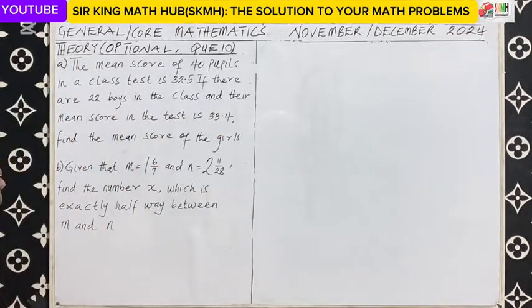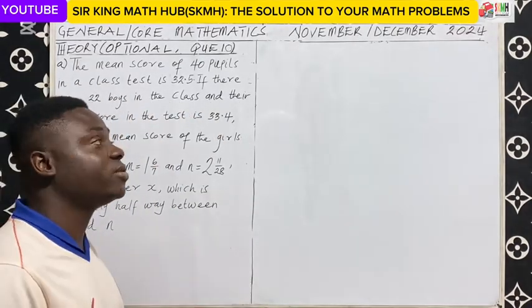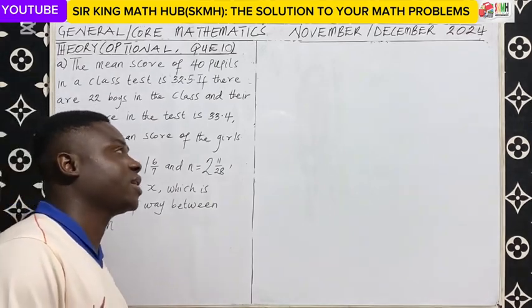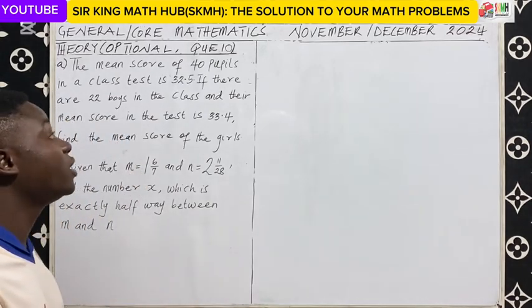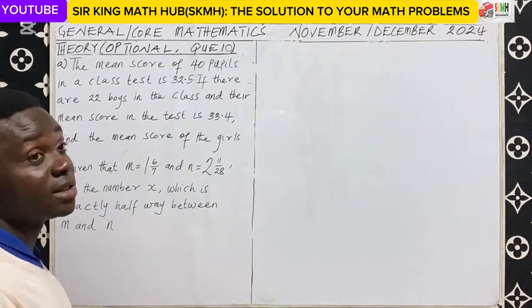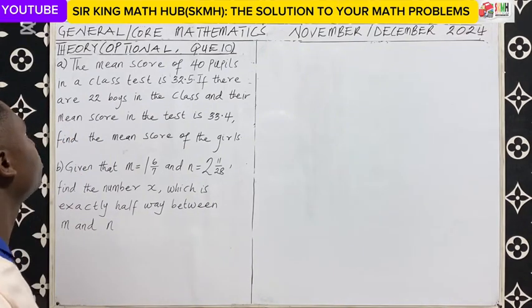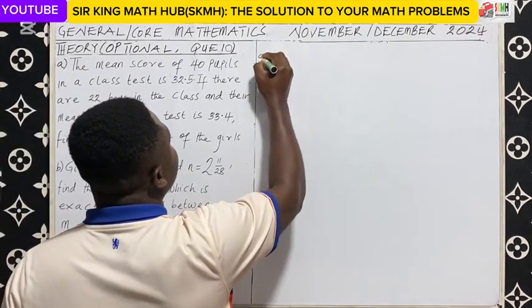This is General Mathematics, November-December 2024. That is the ongoing Novdec. This is theory, optional question 10. So let's start with the A part.